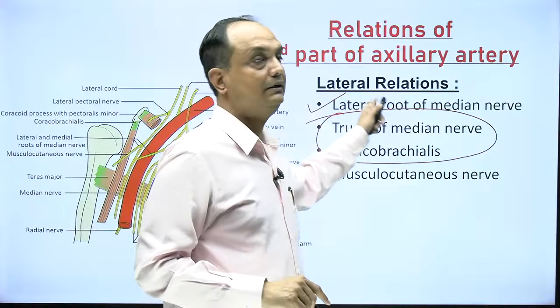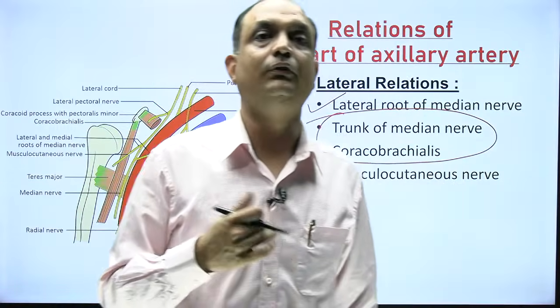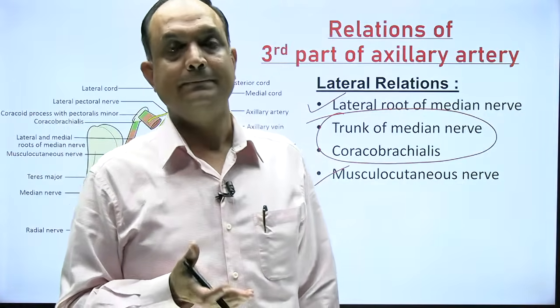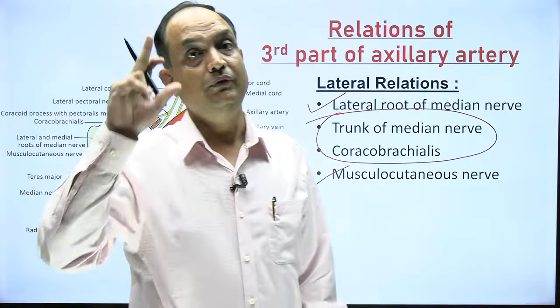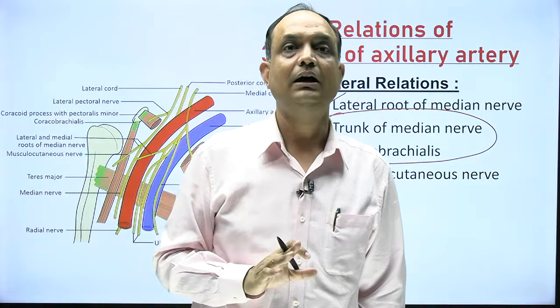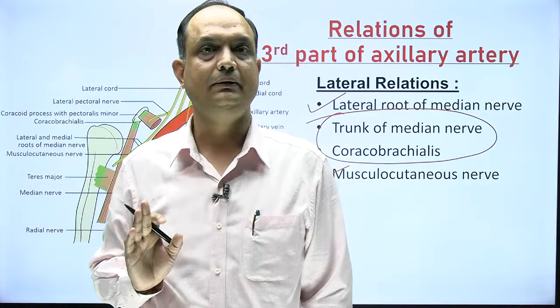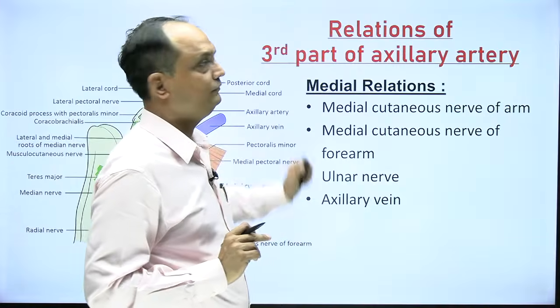So that's why in the lower part, the third part, laterally you will have the musculocutaneous nerve and the formation of the median nerve, and you will have the lateral root of the median nerve, but not the lateral pectoral nerve, because the lateral pectoral nerve arises very early in the axilla, in relation to the first part of the axillary artery. Clear? Now, what are the medial relations of the third part?